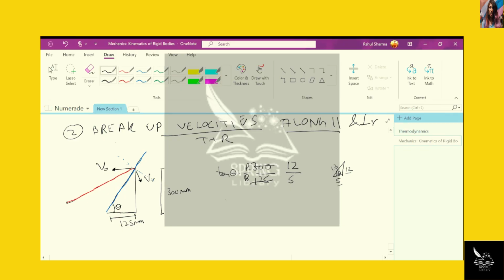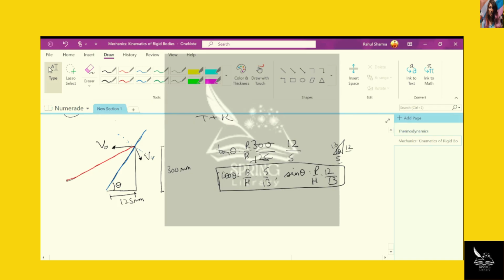So then cos theta will be base over hypotenuse, which will be 5 over 13. And sine theta will be perpendicular over hypotenuse. This will be 12 over 13. So we got these values. So if this angle is theta, then this angle is also going to be theta. So we can easily break V naught now because we know the angle of V naught. So V naught cos theta and V naught sin theta can be easily computed.